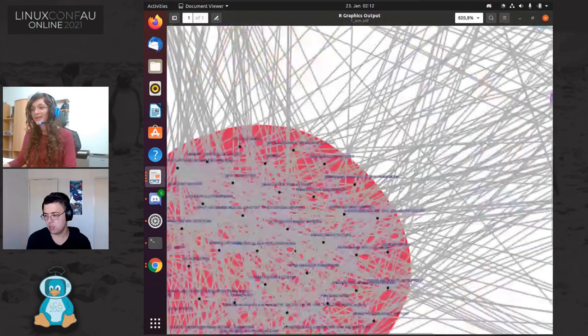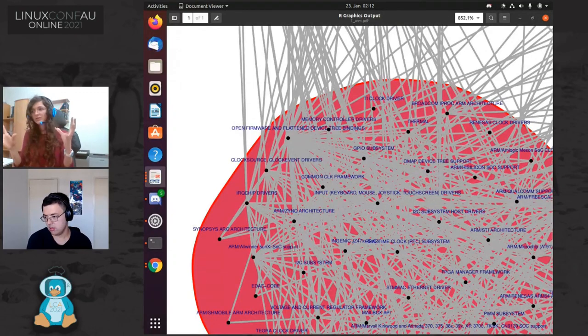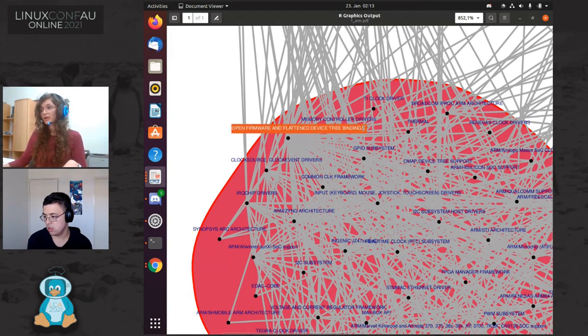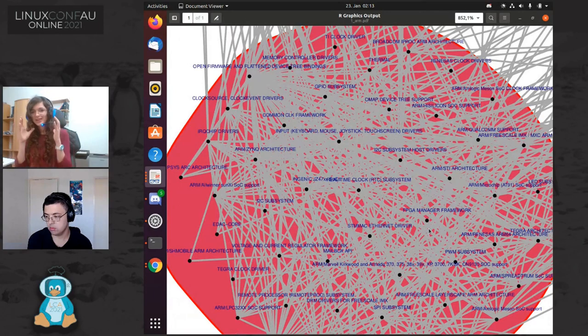The reason behind that, I hope you can read that, I did my best to have labels that do not intersect, but these are very long labels. This cluster contains so many vertices, so many sections, that within the entire section graph have very high degrees. By far the one with the most is open firmware and flattened device tree bindings. There is so much ARM stuff going on within this very big subcluster, which just has a very high overall degree in the section graph. That's all I can say to that.